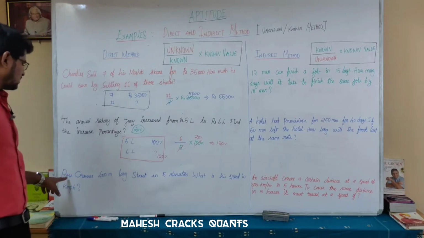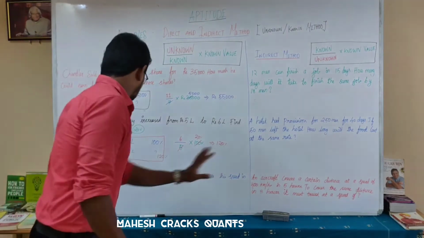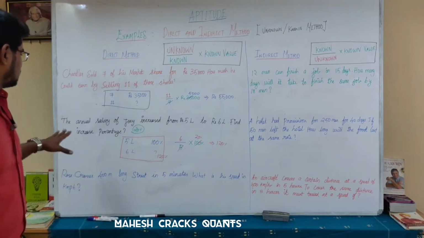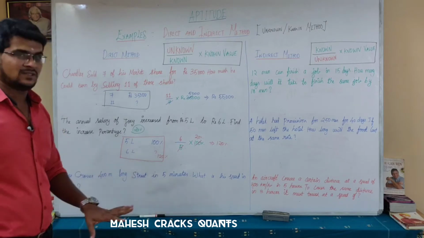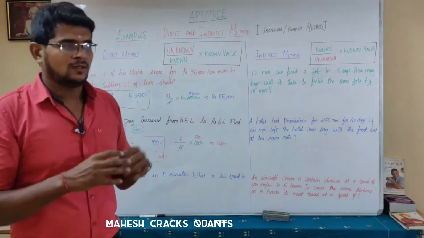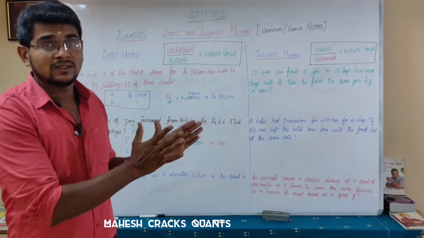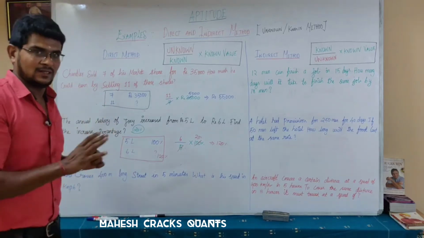The next question is: Ross crosses a 400-meter long street in 5 minutes. What is his speed in kilometers per hour? Kilometer per hour means what? How many kilometers he has covered in 1 hour? 1 hour means how many minutes? 60 minutes. Okay, let's look.